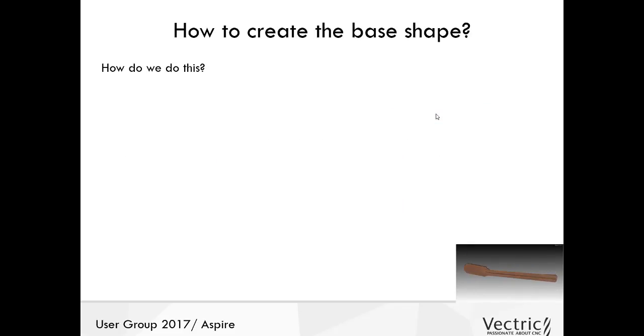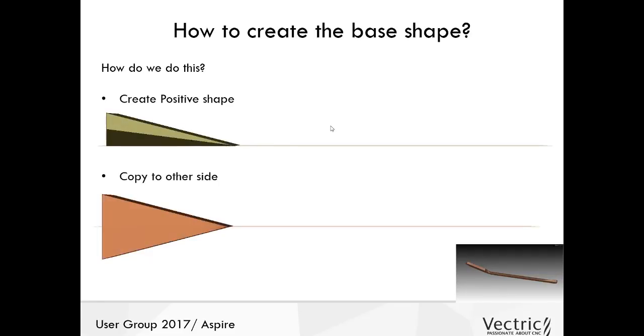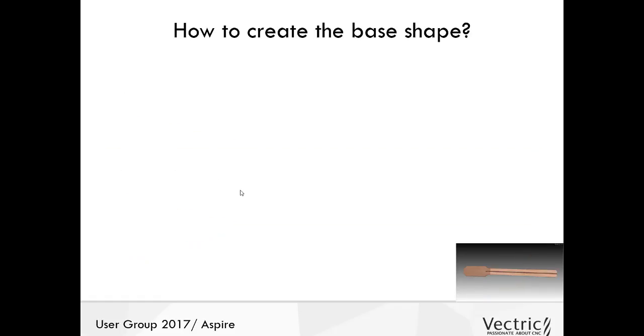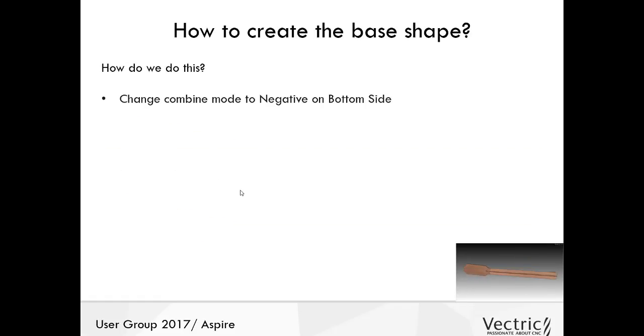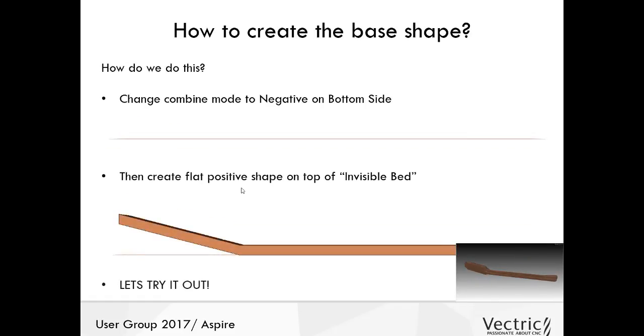So first of all, we have to create a shape which represents the angle which we want for our headstock. So all I did is create this shape at 15 degrees. I then copied that component to the other side of our job, so we end up with this here, like so. Then what I did is I changed the combine mode of the component on the bottom side to negative.